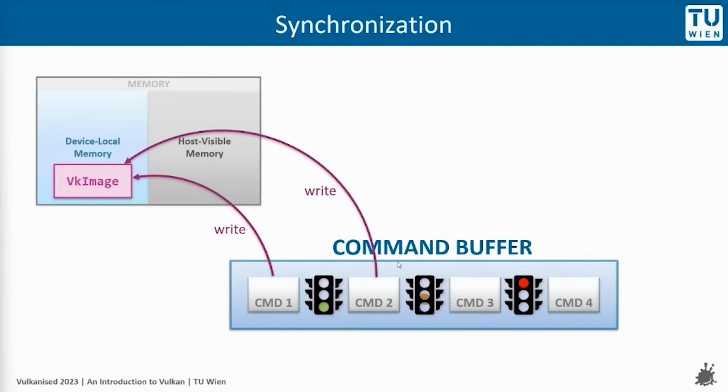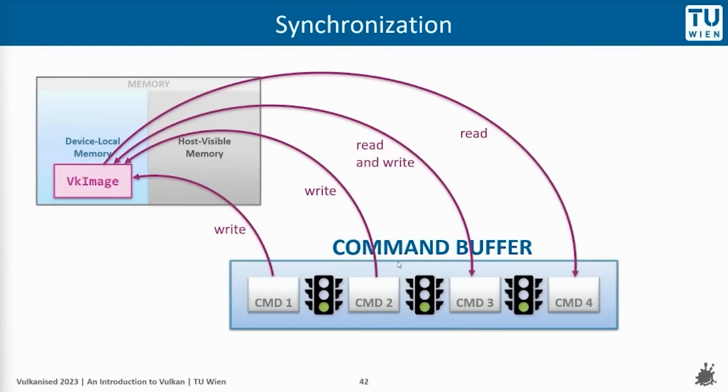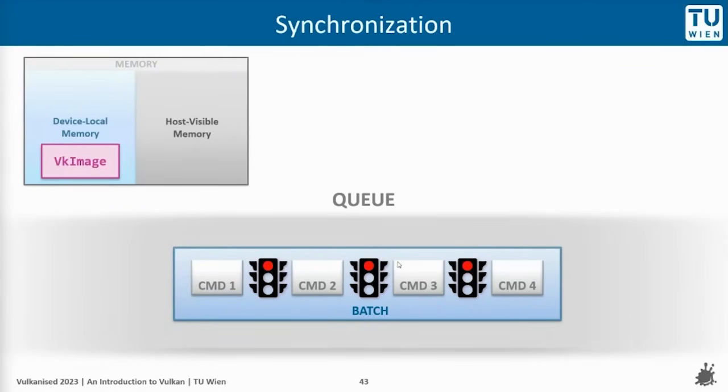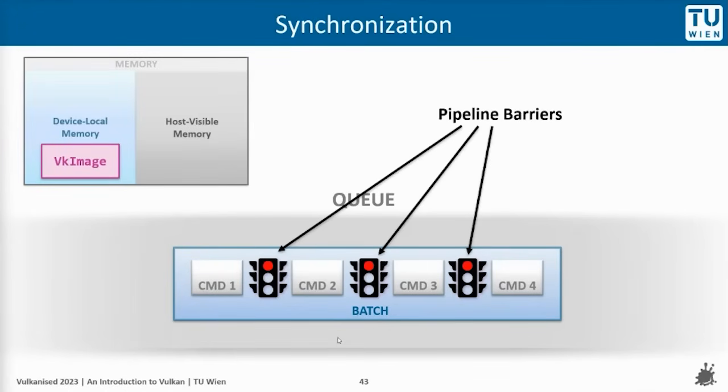Then the same between commands 2 and 3. Only after the barrier allows command 3 to access, it may execute. And same for the barrier after command 3 and before command 4 may read the data from that image, because only then can we be sure that all the writes have finished writing into the image. Okay, so let's say we have submitted everything to a queue. Remember, we call it a batch. And here the slide also calls them by their real names, pipeline barriers.